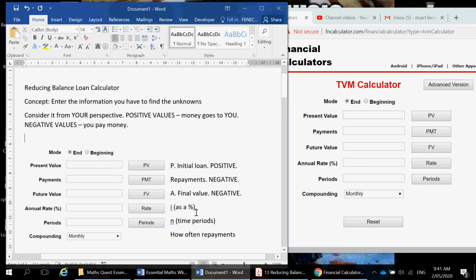Annual rate is the normal annual interest rate, except you can put it in as a percentage, which makes your life even easier. And number of time periods, our traditional N, whether that's number of months or number of years or number of weeks, it's your number of time periods. Compounding is that important matter of whether your interest is calculated monthly or weekly or on some other measurement. So that's stuff we went over last time.